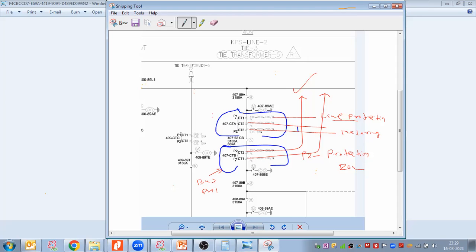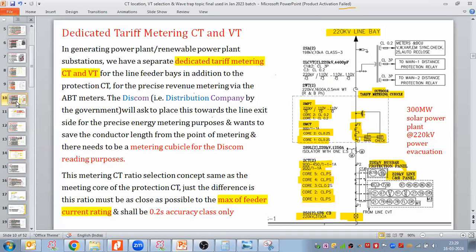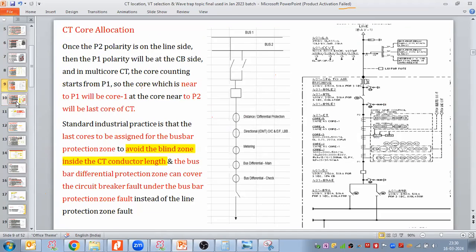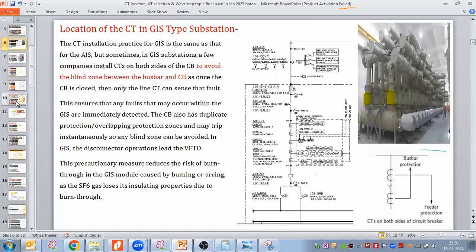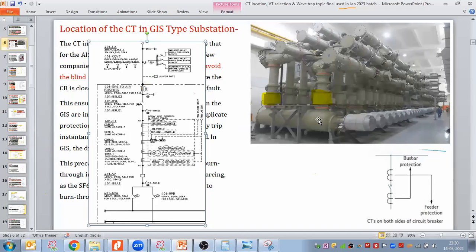Okay, this core splitting in SLD and this topic, already due to that reason my classes are going so much, 15 classes, 14 classes. I do not progress with my syllabus because I want to touch each and everything. This is the actual GIS, CT here, breaker here.